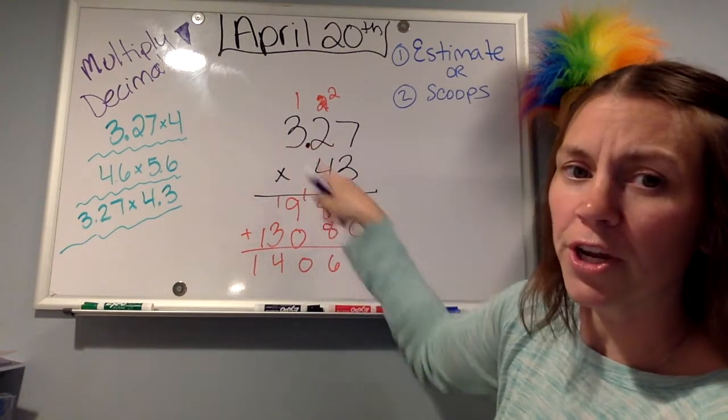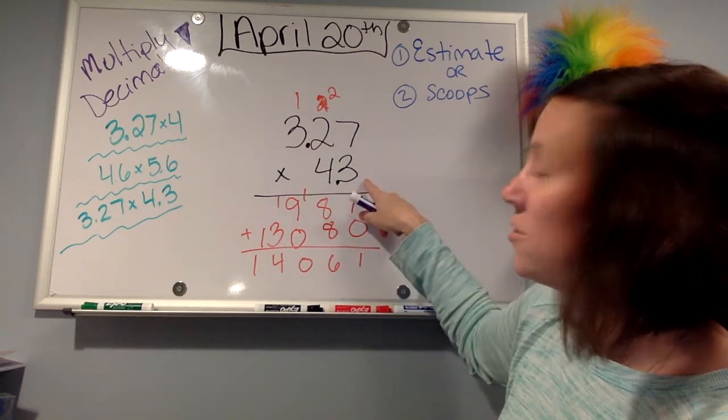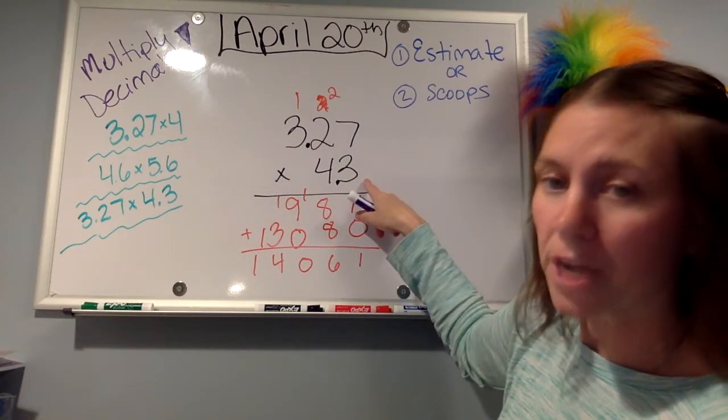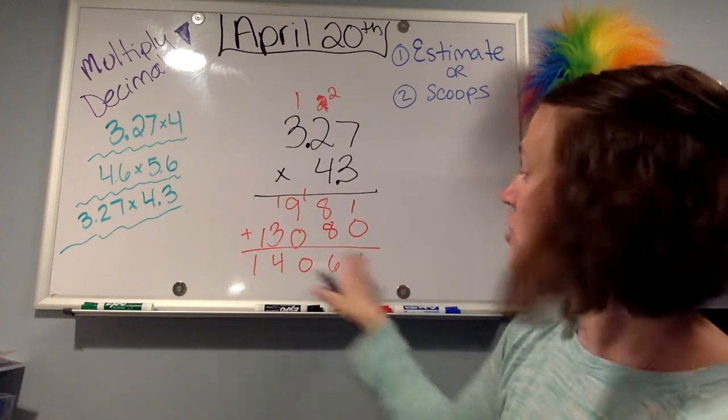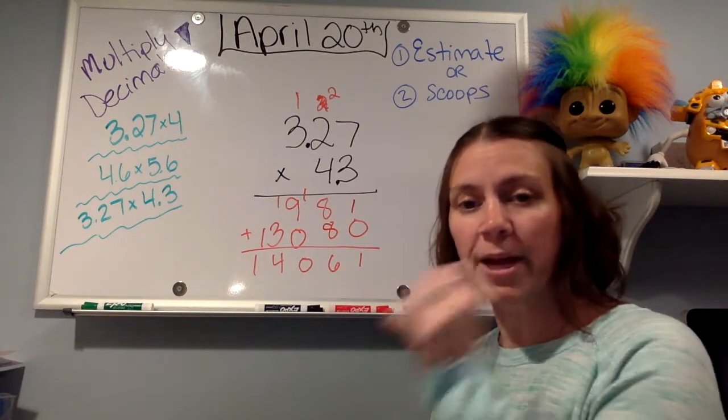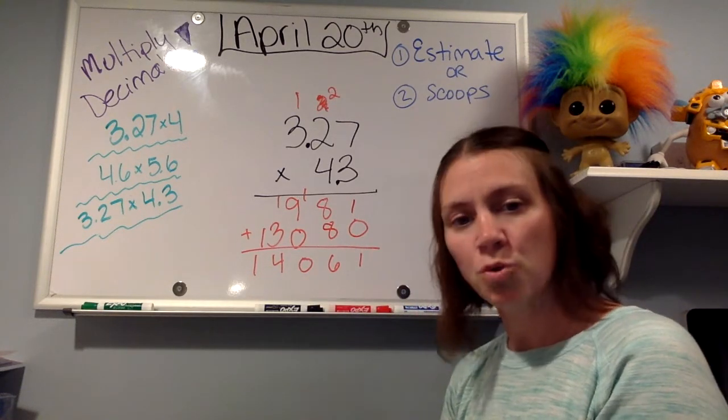If I choose to estimate, this is closer to 3 or 4. It's closer to 3. And this is closer to 4. So 3 times 4 is 12. So I would want to put my decimal somewhere where my answer is going to be close to 12.